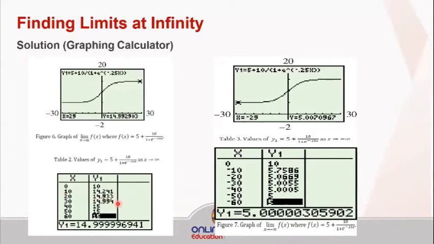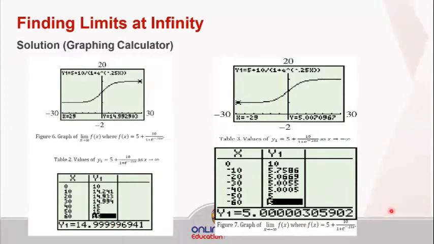Kung mapapansin nyo dito, yung value ng 40, yung value ng 50, and value ng 60 is approaching 15. Ito yung value ng approaching 15. So we have here yung y natin as 14.999. So ito yung value natin na nakuha natin na wherein we have yung value as 15 sa positive infinity.